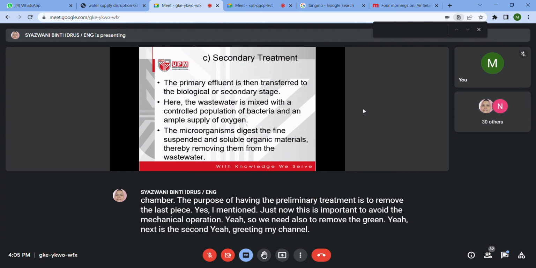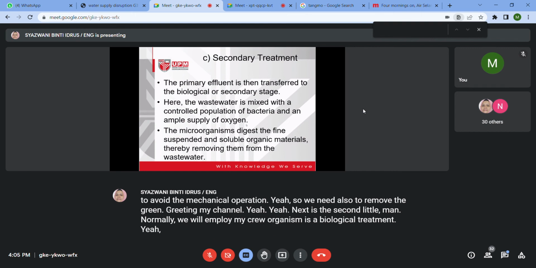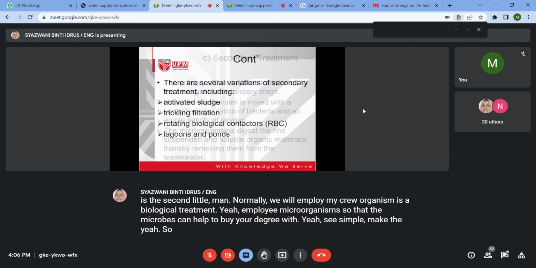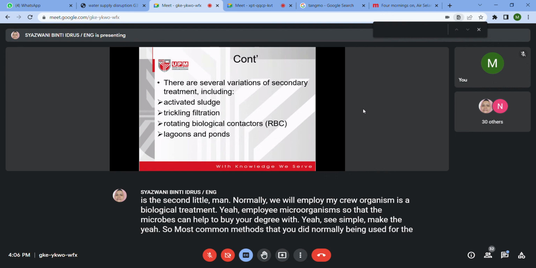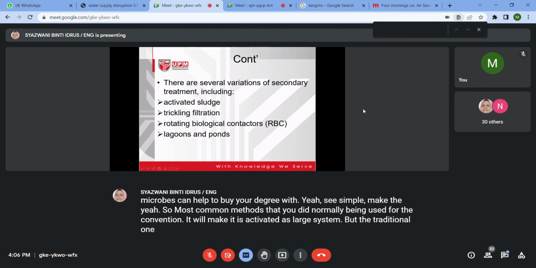In secondary treatment we normally employ microorganisms. It's a biological treatment, so that the microbes can help to biodegrade the waste, in a simple method. The most common method normally used for conventional treatment is the activated sludge system. But the traditional ones are still applicable, such as lagoons and ponds.